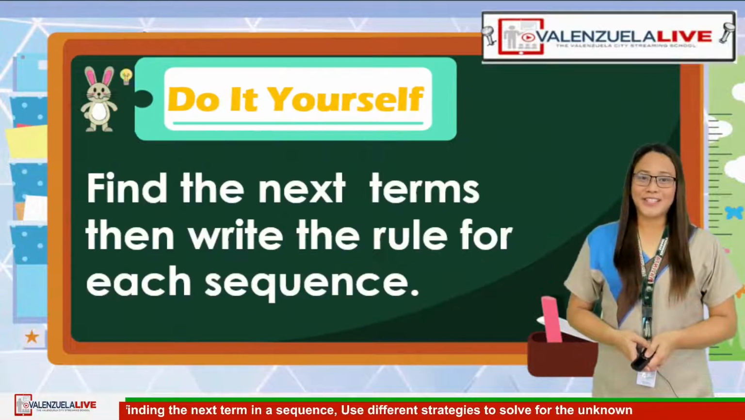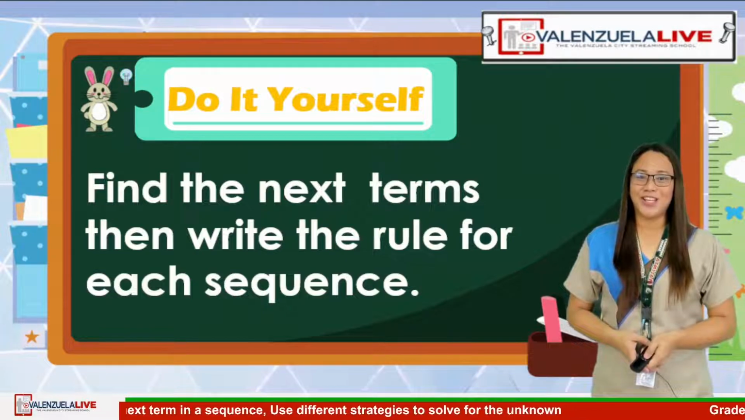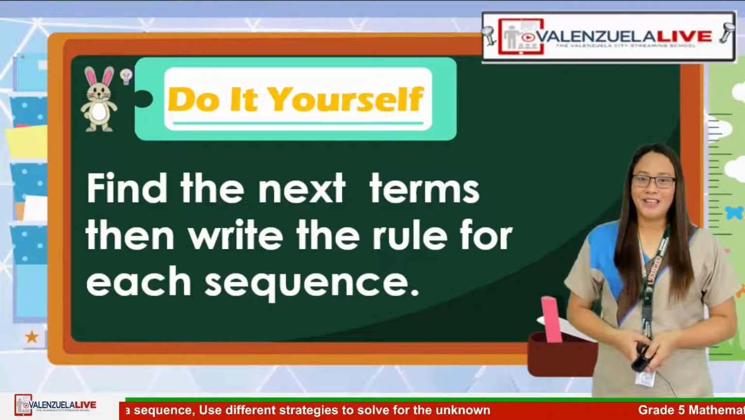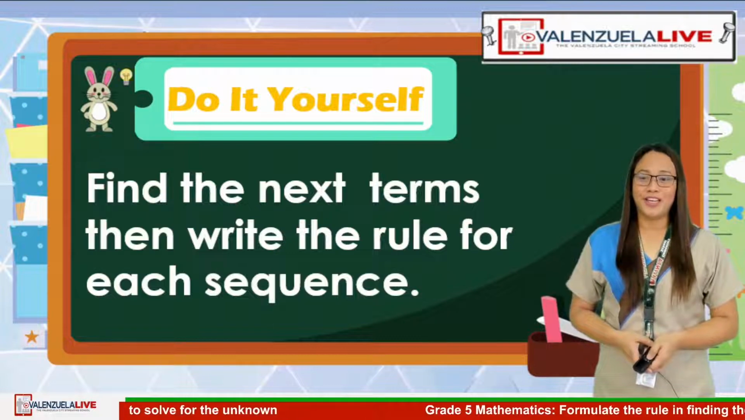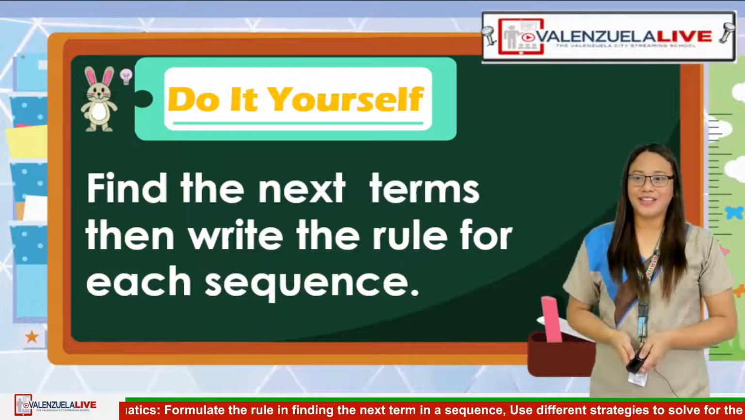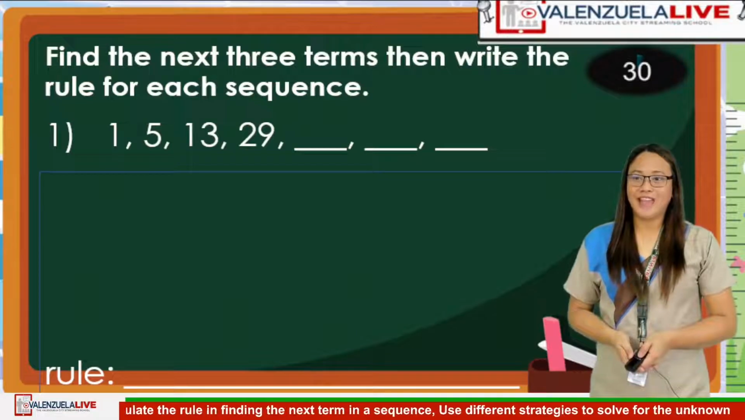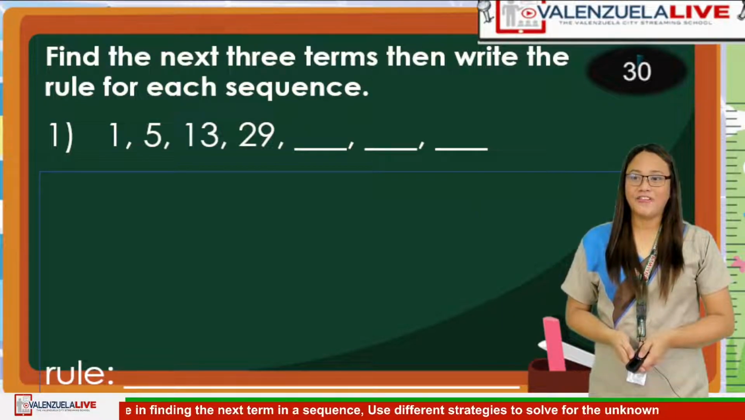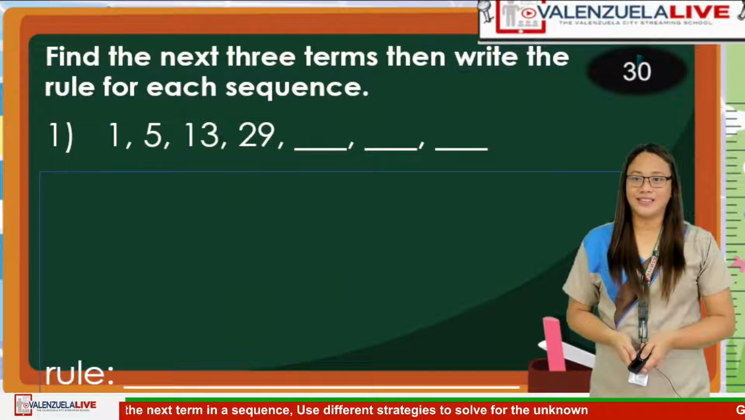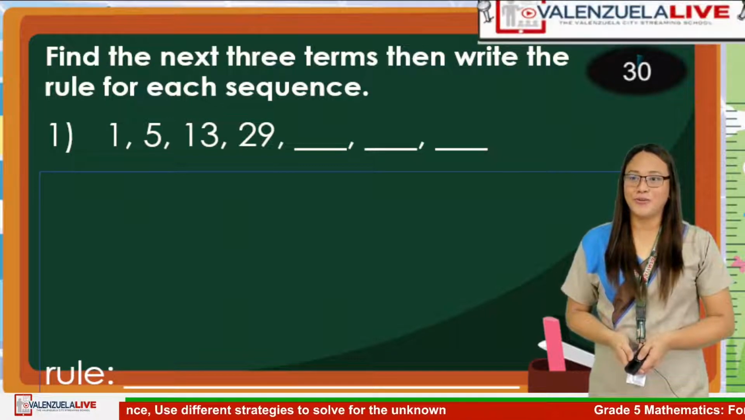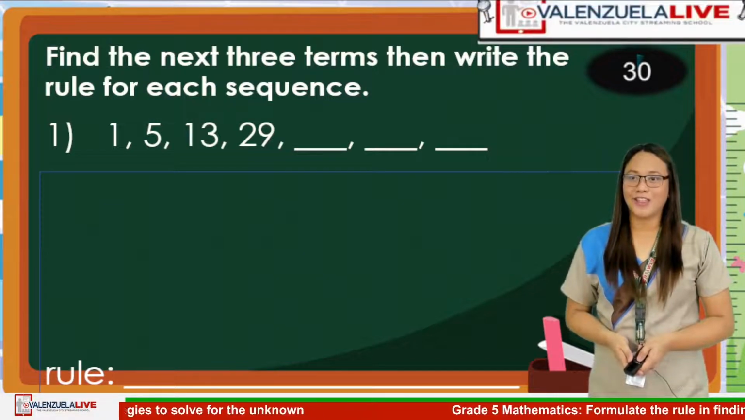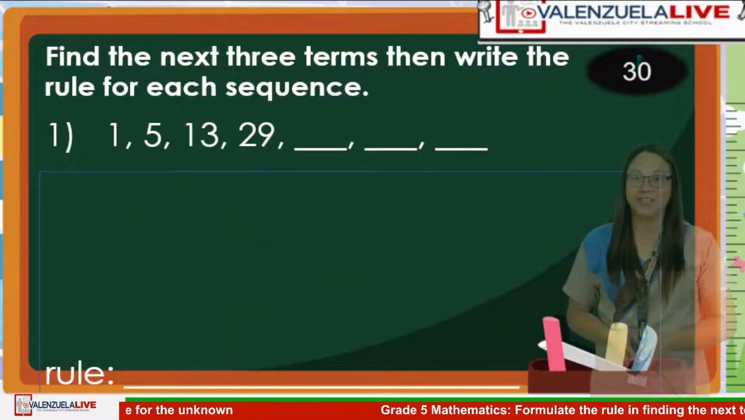Now, it's your turn, grade 5 mathletes, to answer activity number 1. It is called DIY, or do it yourself. I want you to find the next terms, then write the rule for each sequence. For number 1, we have the sequence 1, 5, 13, 29. You need to find the next 3 terms, then write the rule for each sequence. I will give you 30 seconds to get the 3 terms.